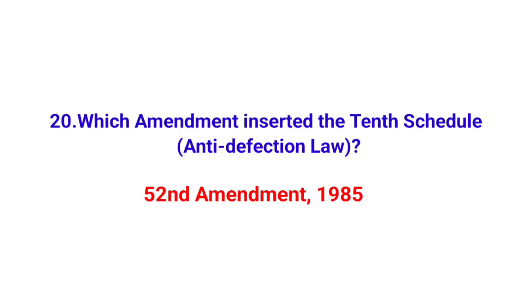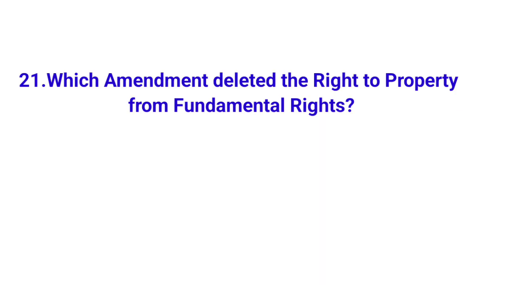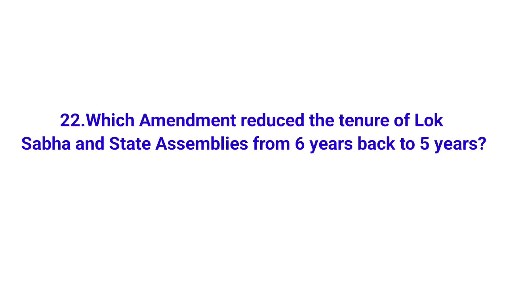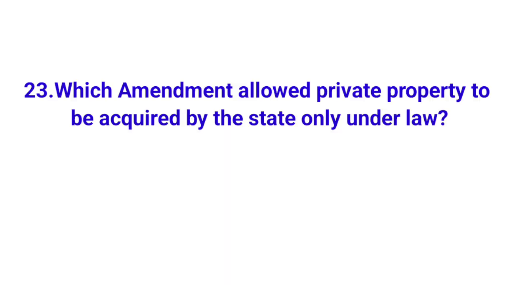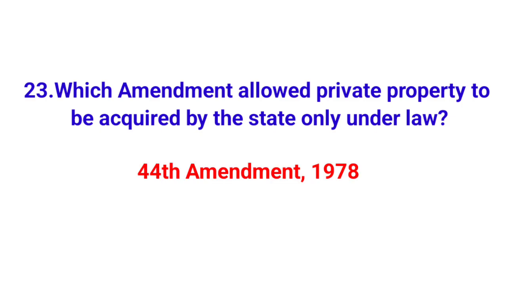52nd Amendment, 1985. Which amendment deleted the right to property from fundamental rights? 44th Amendment, 1978. Which amendment reduced the tenure of Lok Sabha and state assemblies from 6 years back to 5 years? 44th Amendment, 1978. Which amendment allowed private property to be acquired by the state only under law?